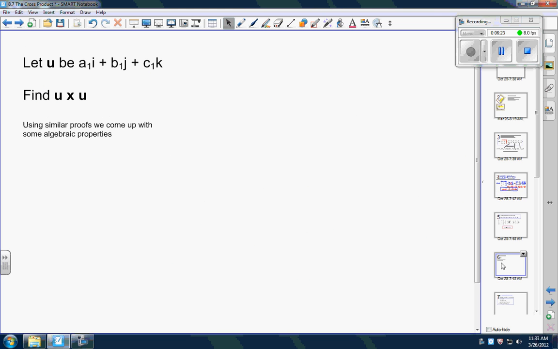Now, there's a lot of proofs you can do with these to come up with some different algebraic formulas. So what if we just let some vector u be some generic a1, b1, c1? If we want to cross u with itself, some interesting things can happen. I'm going to pause this right here and get it all set up. If you want to try that, I'll meet you just after the break.